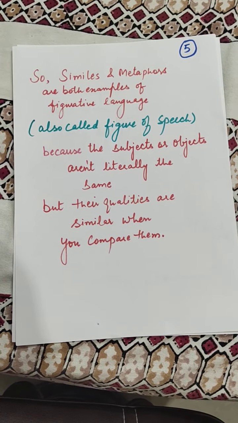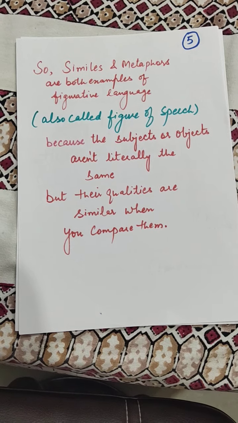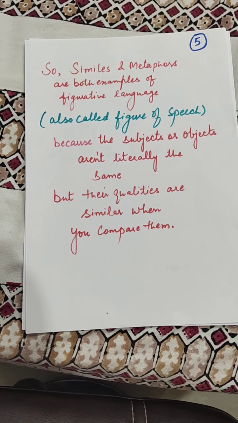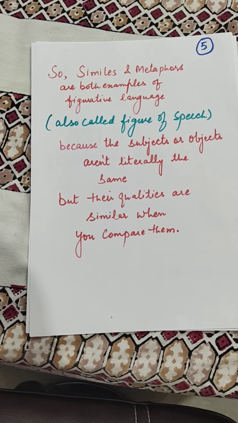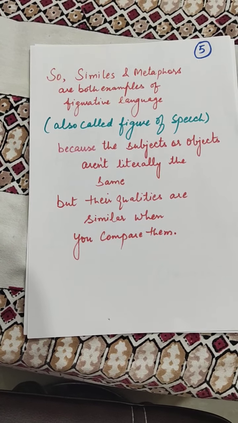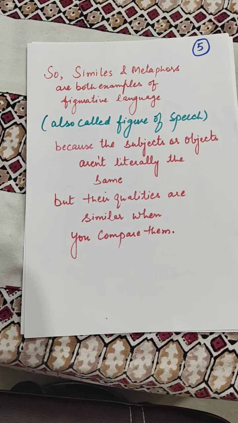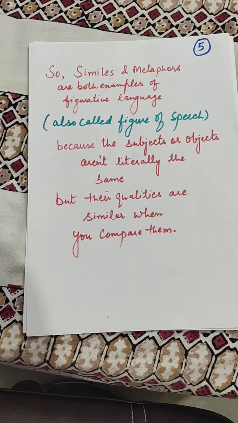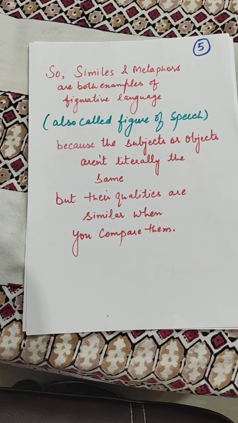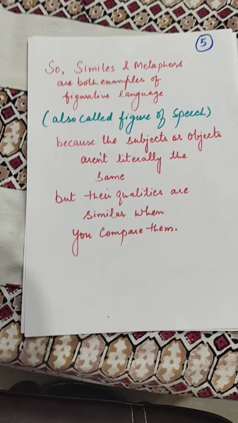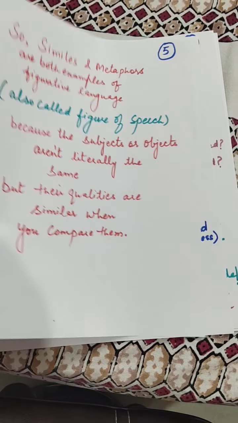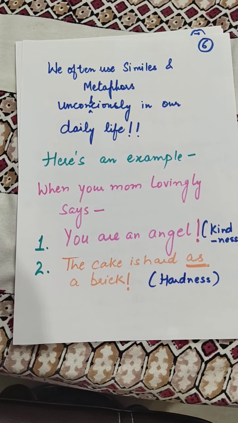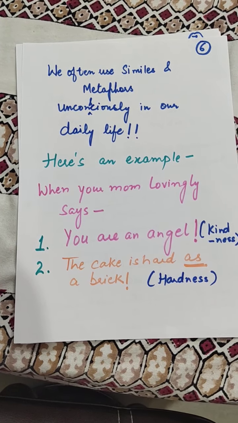Now, similes and metaphors are both examples of figurative language, which is also called a figure of speech, and when used in poetry, they are called poetic devices. Because the subjects or objects aren't literally the same, but their qualities are similar when you compare them. So that is why they are kept under the same category. Now, we often use similes and metaphors unconsciously in our daily life. We do not even come to know when we use them.